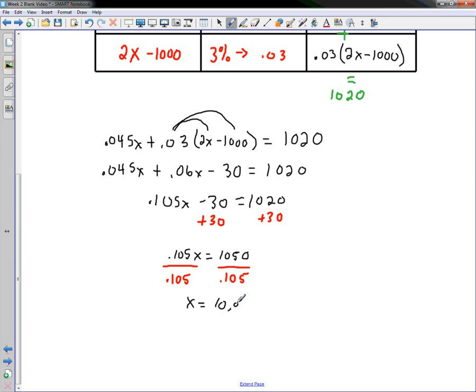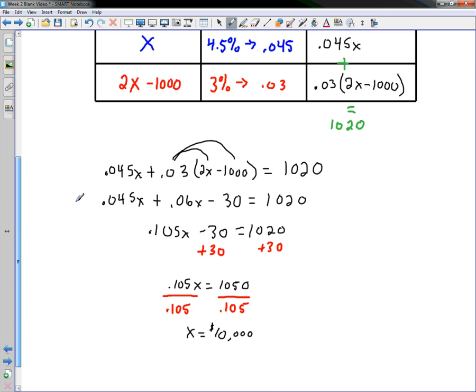Now, what is this 10,000 that we just found? This is the amount that's invested at the x. So if we go back up to our chart, x is the 4.5%. So this is telling me that I invested 10,000 at 4.5%.